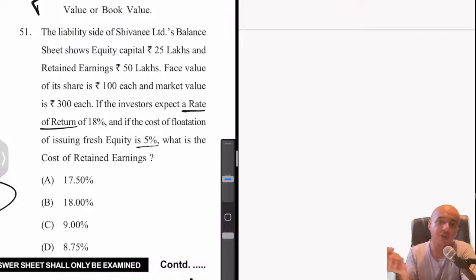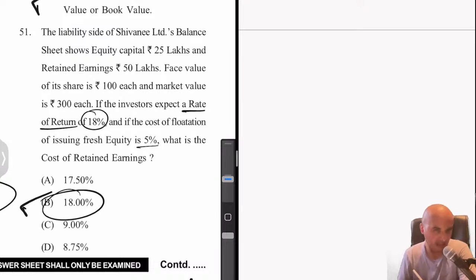And flotation cost will also not come into the picture because it is a cost which a company incurs while issuing a new share. So if we are already using the retained earnings, then there is no question of this. So overall what we can say is retained earnings is considered to be the cost of equity without adjustment for flotation cost, without adjustment for tax. So in that scenario 18% would be 18%. Option B would be the right answer.